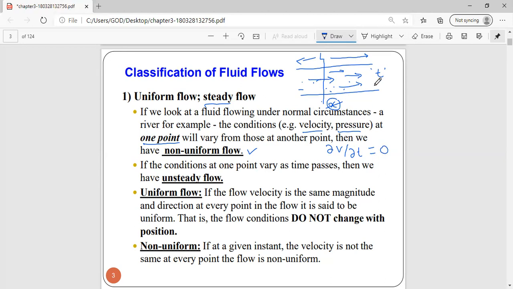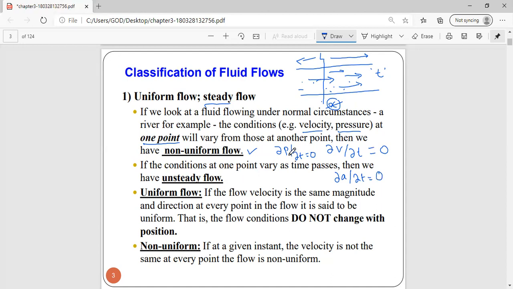That means I considered that flow for 1 hour. I checked it for 1 hour. But there is no change in the velocity inside the flow. There is no change in the pressure. There is no change in the acceleration. That means the change of velocity with reference to time is equal to 0. Similarly, the change of pressure with reference to time is equal to 0. The change of acceleration with reference to time is equal to 0. Then we call that flow steady flow.